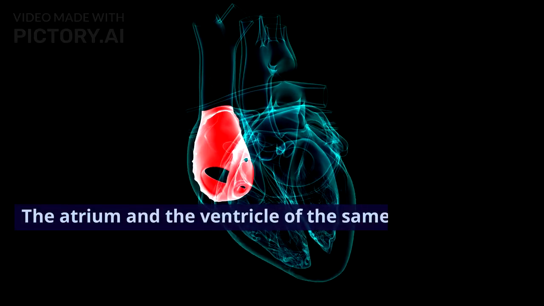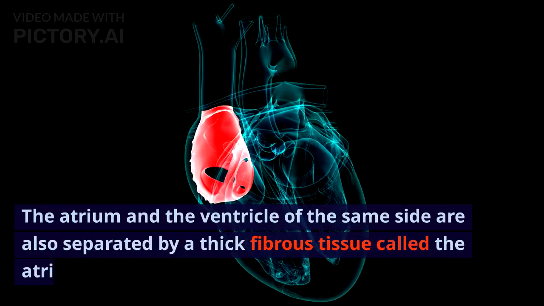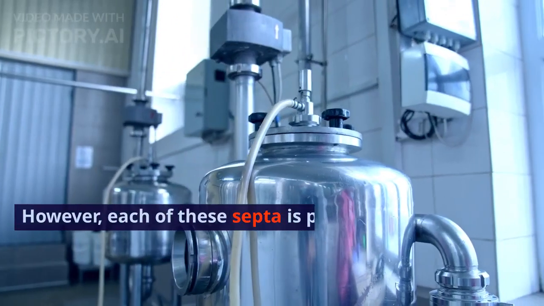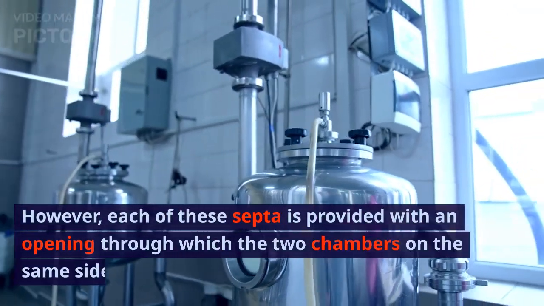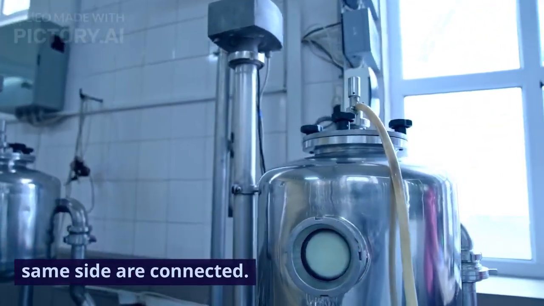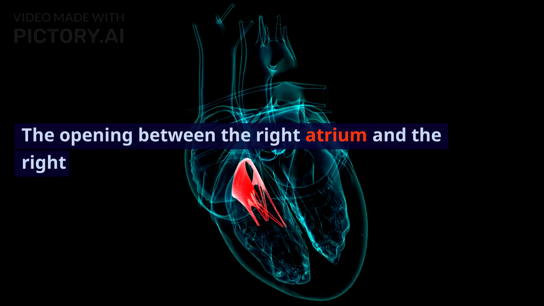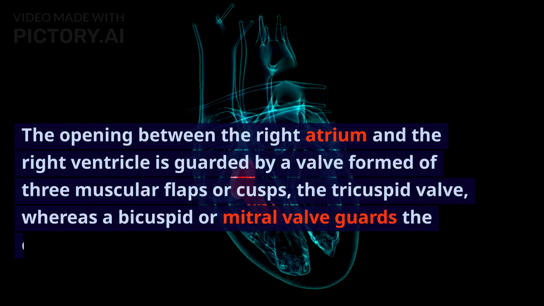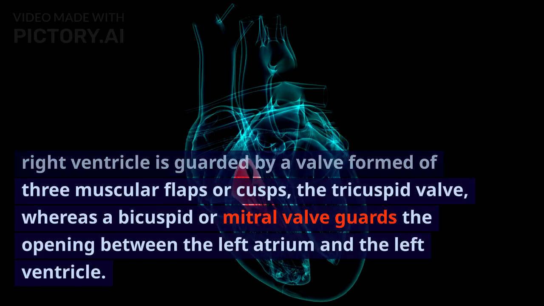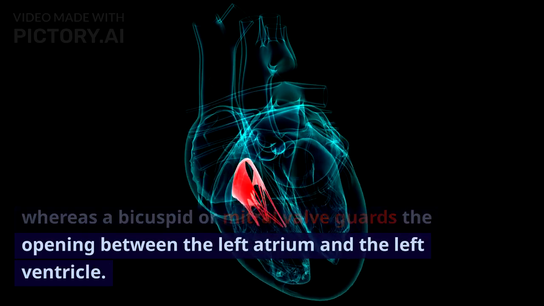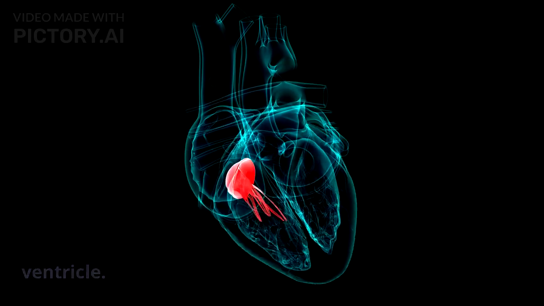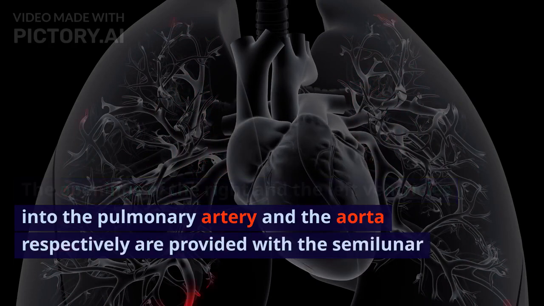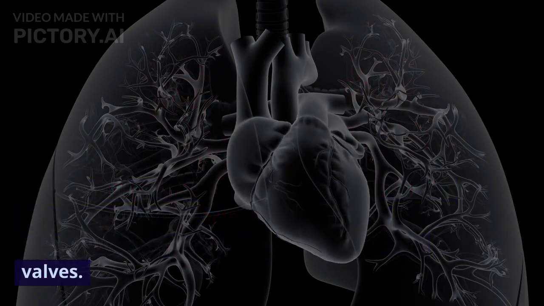The atrium and the ventricle of the same side are also separated by a thick fibrous tissue called the atrioventricular septum. However, each of these septa is provided with an opening through which the 2 chambers on the same side are connected. The opening between the right atrium and the right ventricle is guarded by a valve formed of 3 muscular flaps or cusps, the tricuspid valve, whereas a bicuspid or mitral valve guards the opening between the left atrium and the left ventricle. The openings of the right and the left ventricles into the pulmonary artery and the aorta respectively are provided with the semilunar valves.